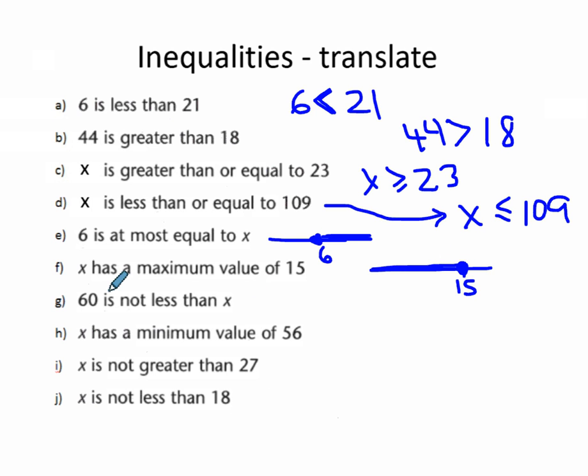60 is not less than x. So if it's not less than x, what does it mean? If it's not less, that means it's greater. So 60 is greater than x. So you can write, so you have your 60.